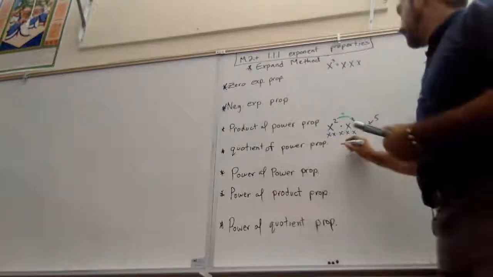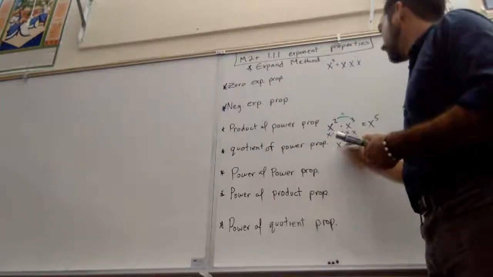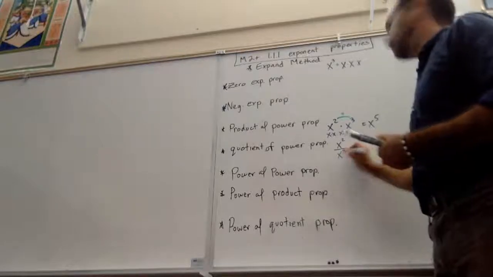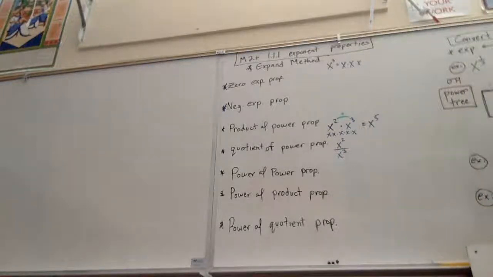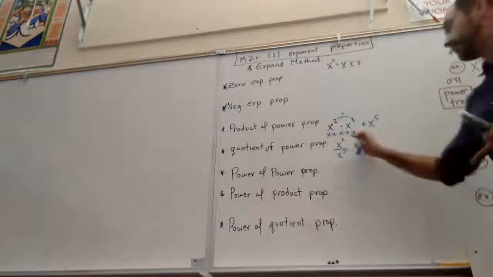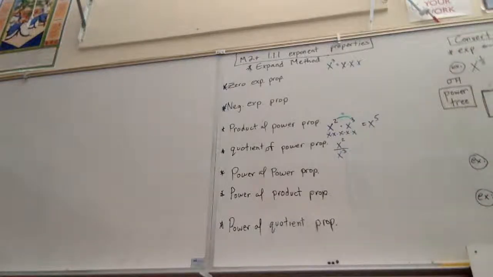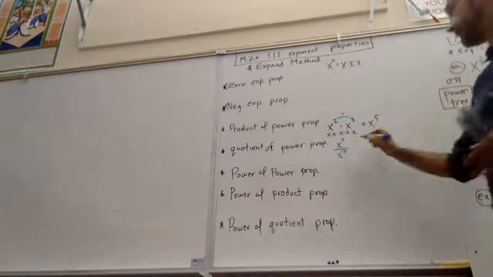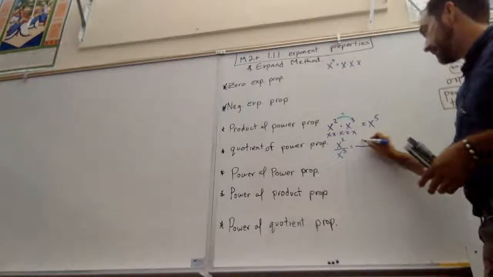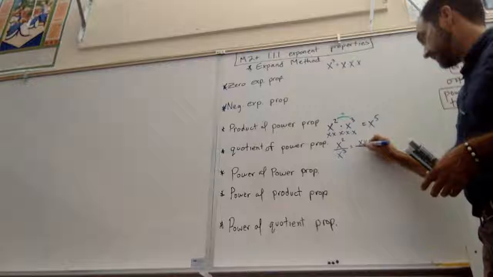Quotient of a power property. What if we have this? Now again, last year you may have learned the shortcut. You may know the shortcut. But if we have x squared divided by x to the 3rd, we forgot everything. It's the day of the SAT. Expand method. Expand the top, expand the bottom. Find your simplified answer, and then show your neighbor. See what they think.